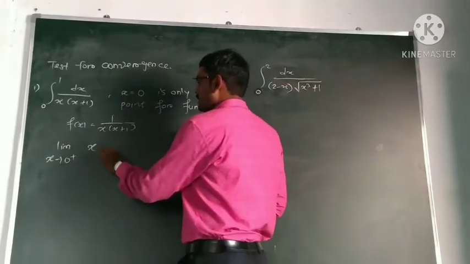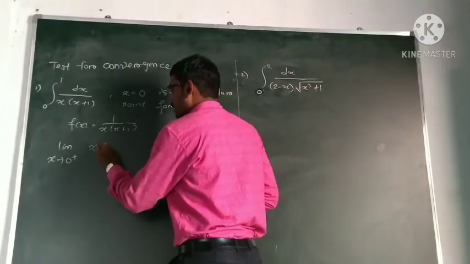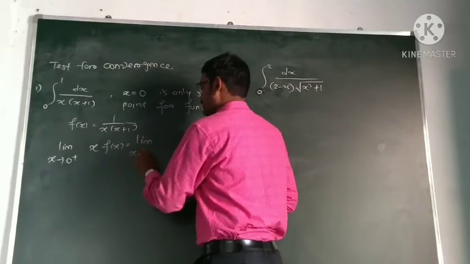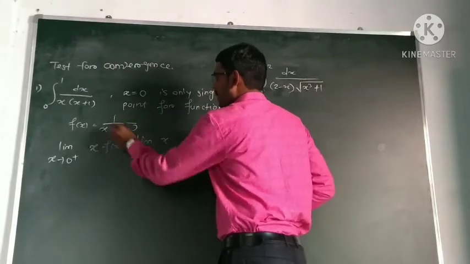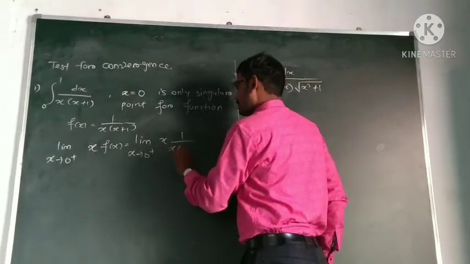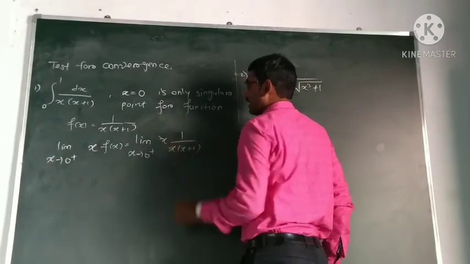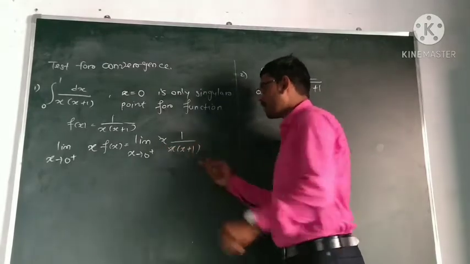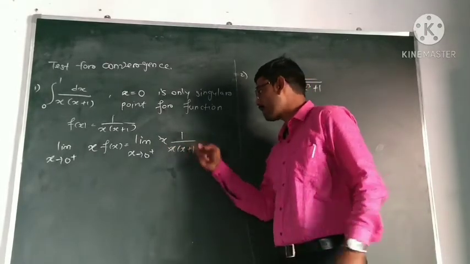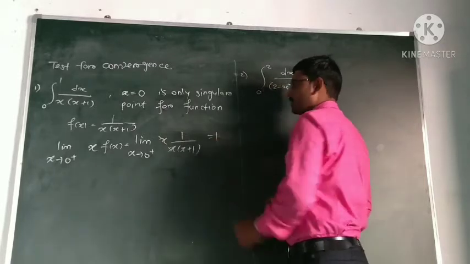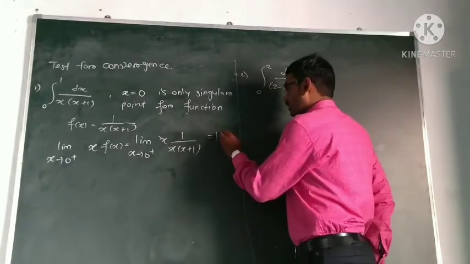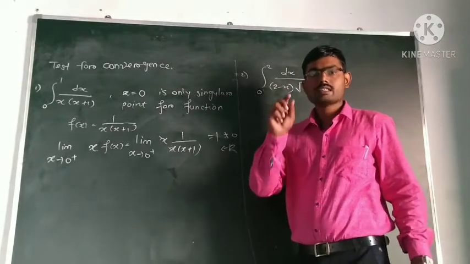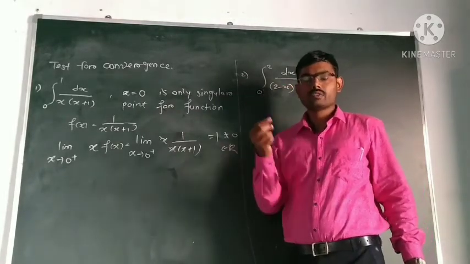So x into f of x equals limit x tends to 0 plus of x, where f of x is 1 upon x into x plus 1. The x gets cancelled, and as x tends to 0, the bracket goes to 1 plus 0, so 1 by 1 is 1. So the limit is equal to 1, not equal to 0, and a real number. So by the second part of the limit test.